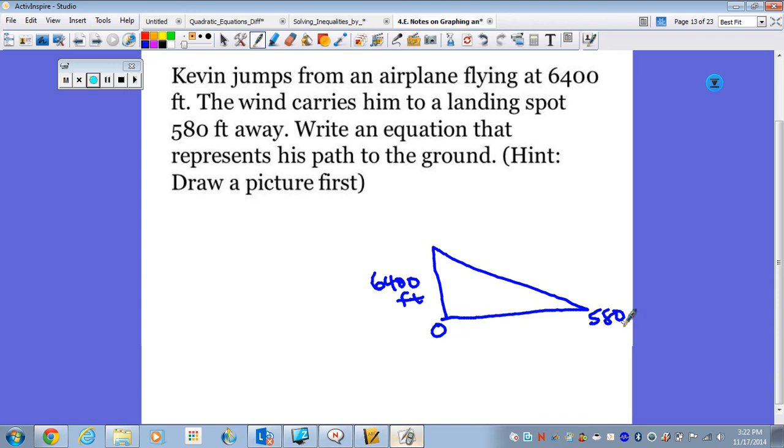Now, draw a picture. What you want to know is what is this? Keep in mind, you guys had geometry. You could just as easily do the Pythagorean theorem here because it's probably what I would have done. But if you didn't, you could just do ordered pairs. So if that's this point, that ordered pair is going to be 0, 6,400. And then this ordered pair is going to be 580, 0. Then find your slope and write your equation. That honestly is pretty easy. I think you can do that, so I'm going to let you finish that one.